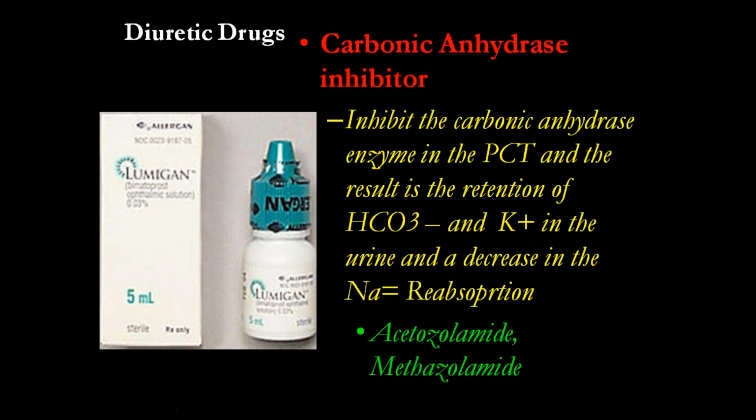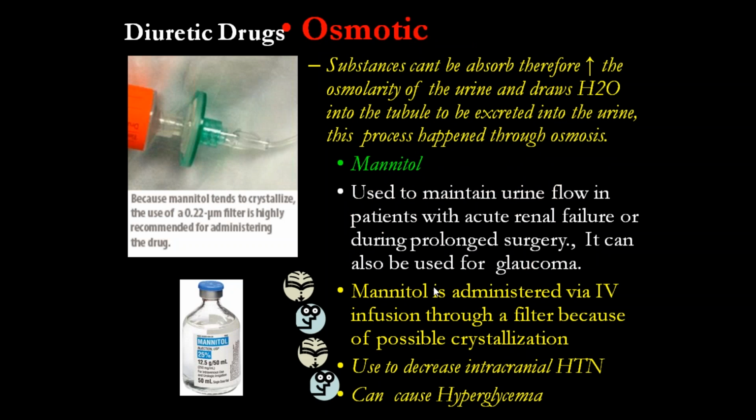The carbonic anhydrase inhibitors mostly work at the level of the proximal convoluted tubule. And again, like the rest of the diuretics, they decrease the reabsorption of sodium. We have acetazolamide and methazolamide. Those are the suffix for this medication.